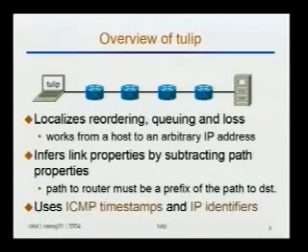So here's an overview of Tulip. What Tulip does is localize reordering, queuing, and loss along internet paths. It works just like ping and traceroute. Run it from a host to any arbitrary IP address. And here's how it works. Instead of measuring round-trip paths to the router, it measures the forward path. How it measures the forward path only without measuring the reverse path, I'll get to in a minute, but it measures the forward path to the router.